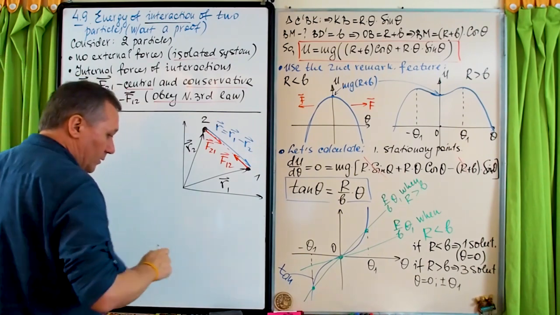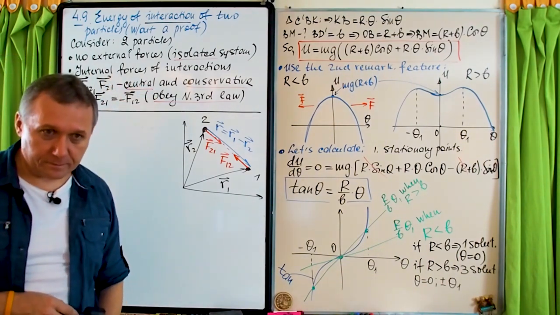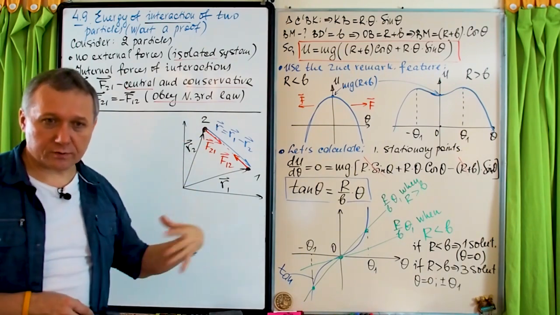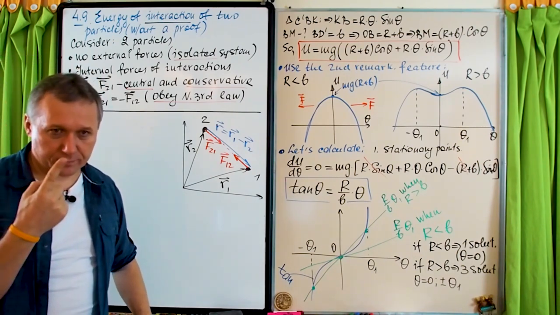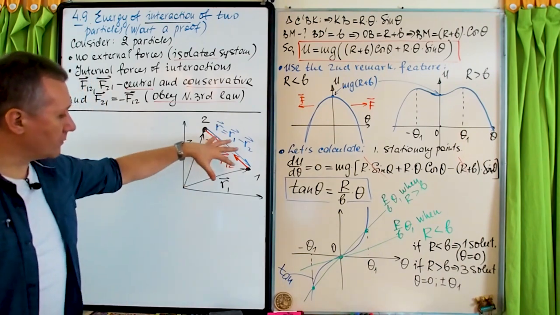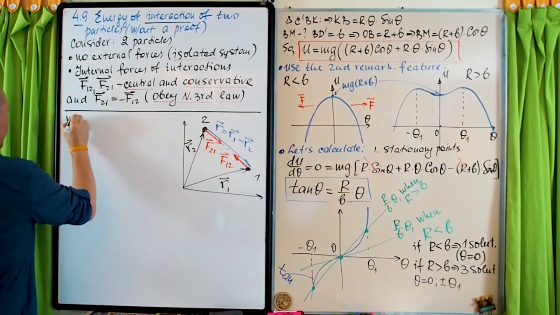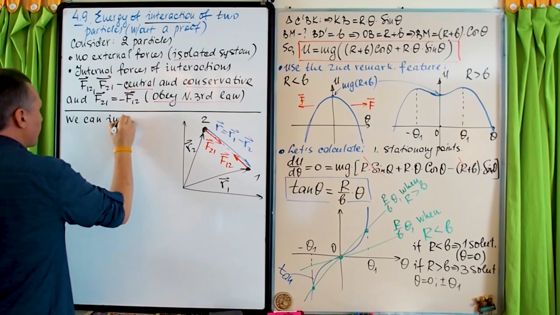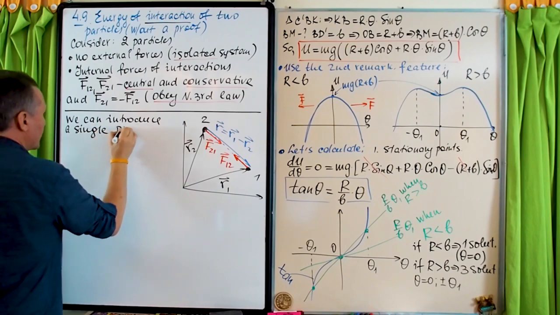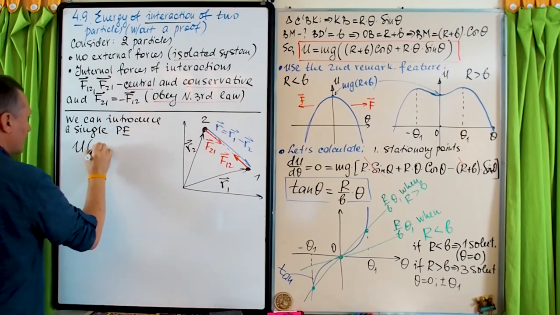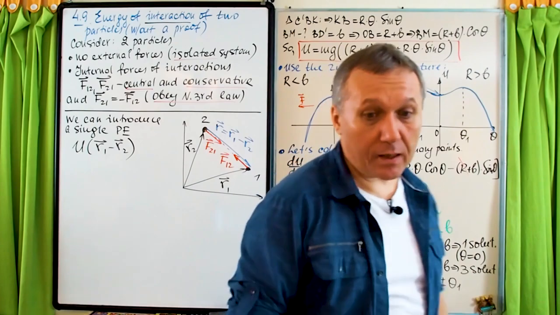And now, as I said, without the proof, if you have these internal forces which obey these conditions, central, conservative, obey Newton's third law, then we can introduce a single potential energy, which is the function of a relative position vector, right? So in this case, we can introduce a single potential energy U, which is the function of a relative position vector.